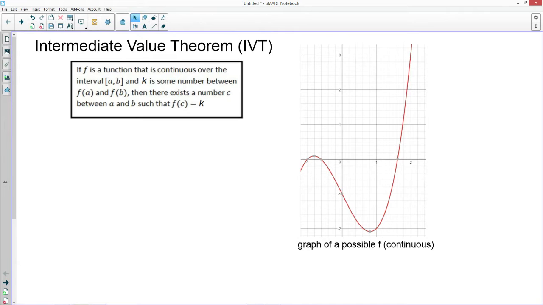So I put up here the formal definition, which sounds a lot more complicated than it is, and I'm going to use an example right away of a cubic function here. And we'll illustrate it using this cubic function. So if f is a function that is continuous over the interval ab, now it's a closed interval, right? It's a closed interval. So let me show you what that would look like on our graph, right?